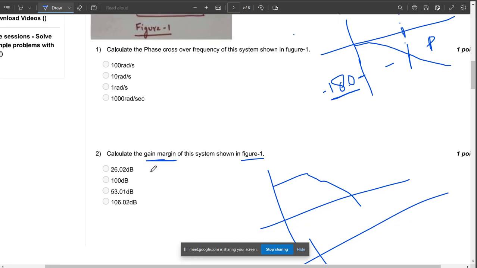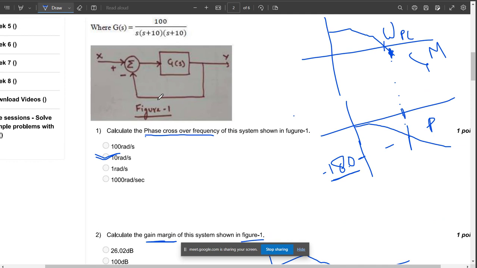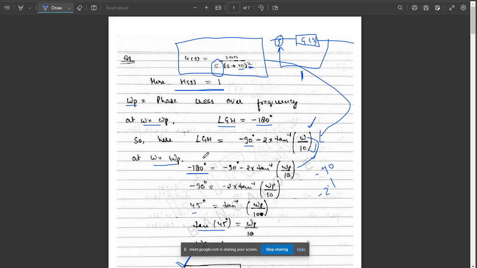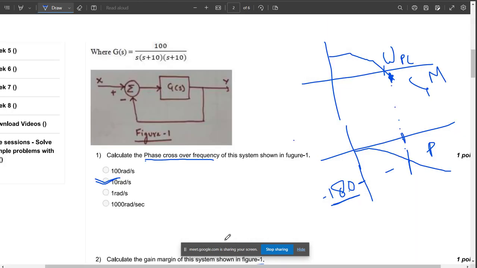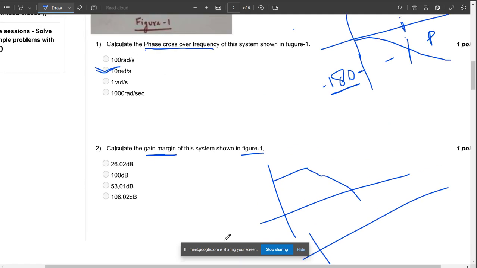So I want you to solve for the gain margin, where you already know the phase crossover frequency. So here the phase crossover frequency is 10 radians per second, right? And the system here is 100 upon s into s plus 10 into s plus 10. Okay, so now try to solve this question. I'm giving you 5 minutes, solve this question and then we will discuss.